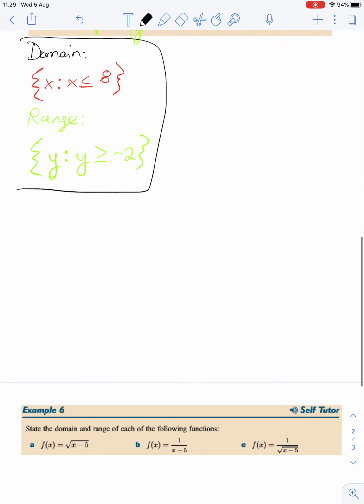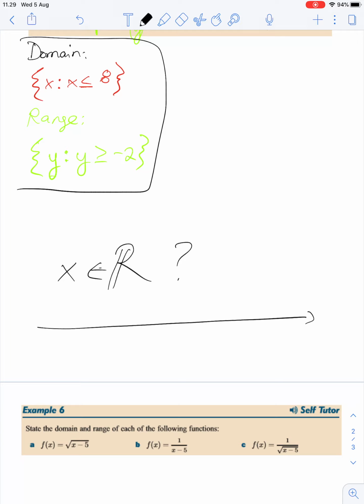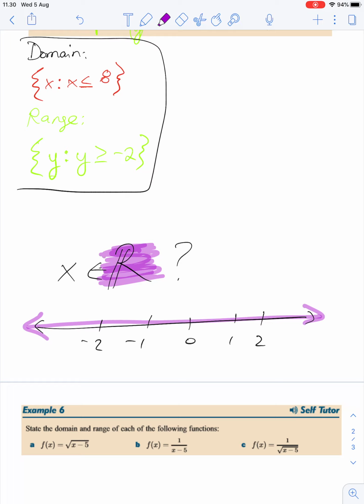One word here: if you see x is an element of this, what does that mean? All that is saying is that on a number line, x can be any one of these numbers on the number line. So instead of saying x can be anything, you just write x is an element of all the real numbers. They can be any real number. That means there's no restrictions at all.